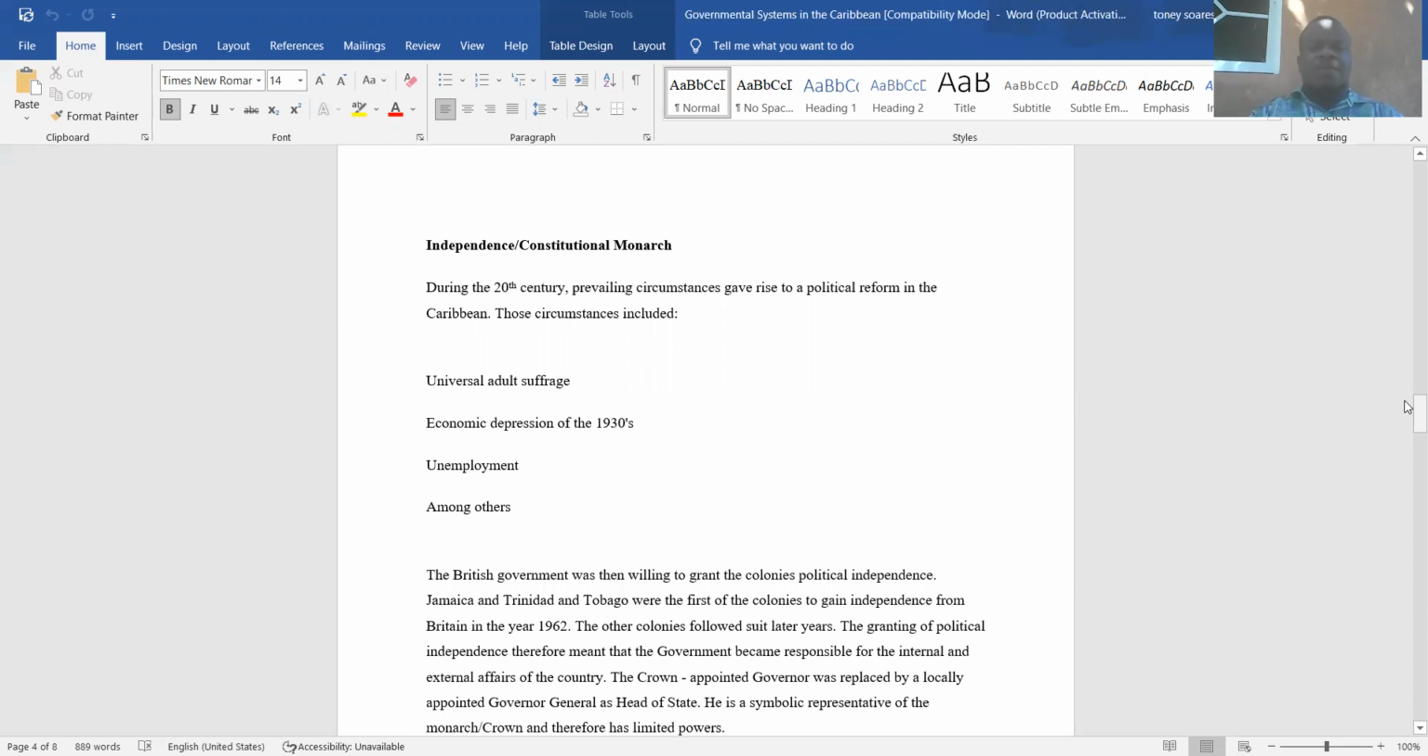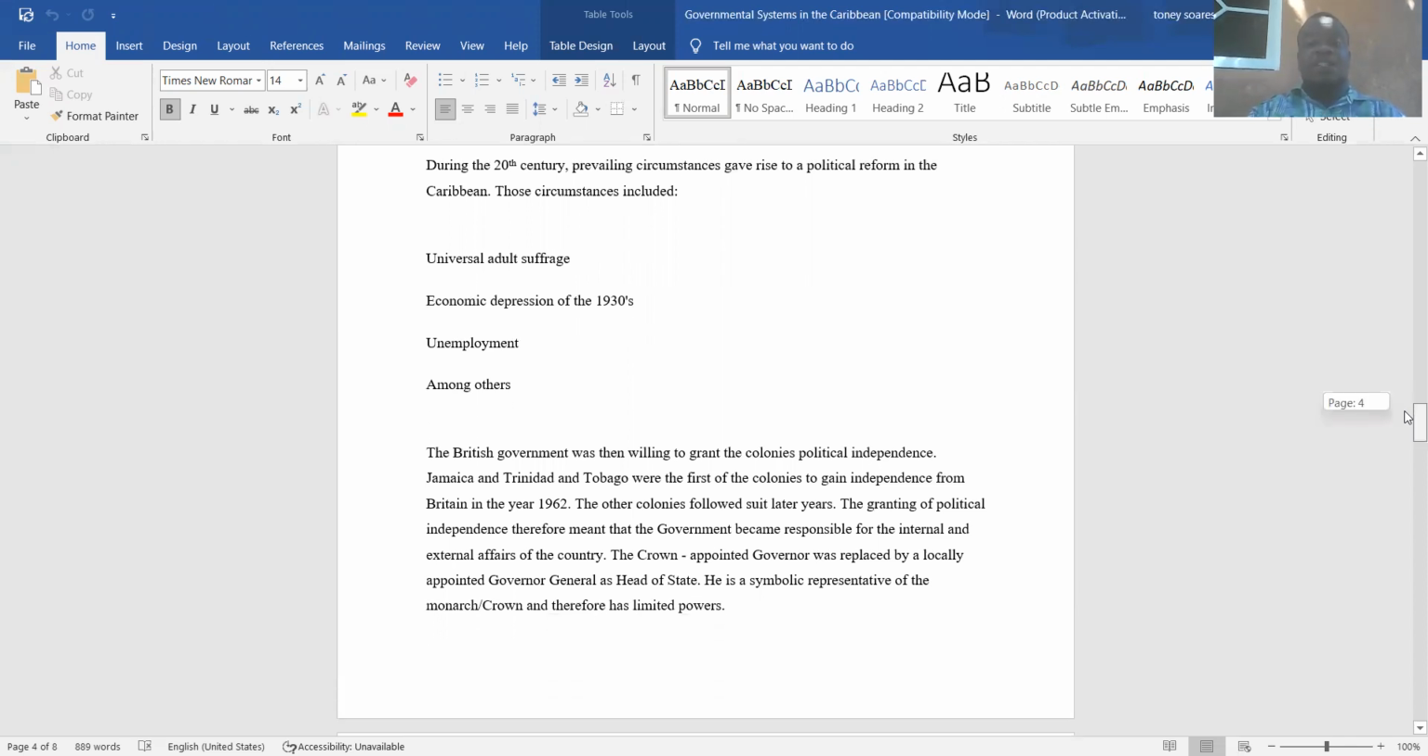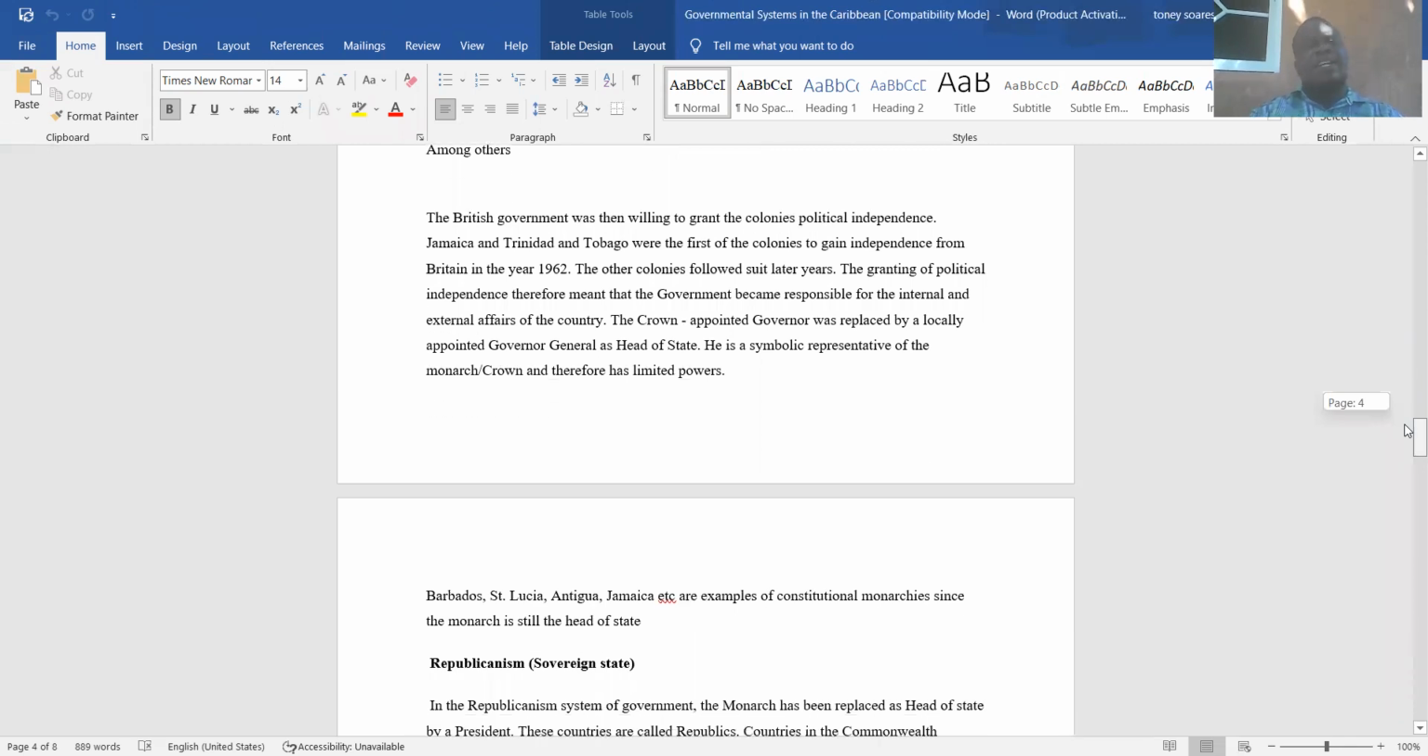Good. The British government was then willing to grant colonies political independence, right? Many historians believe that a lot of the former colonies no longer served Britain, right? Britain was no longer benefiting from being owners of these colonies. So Britain was kind of happy to get rid of them. So countries asked for their independence and Britain said, yes, I'm going to give you your independence, because the colonies weren't really benefiting Britain anymore.